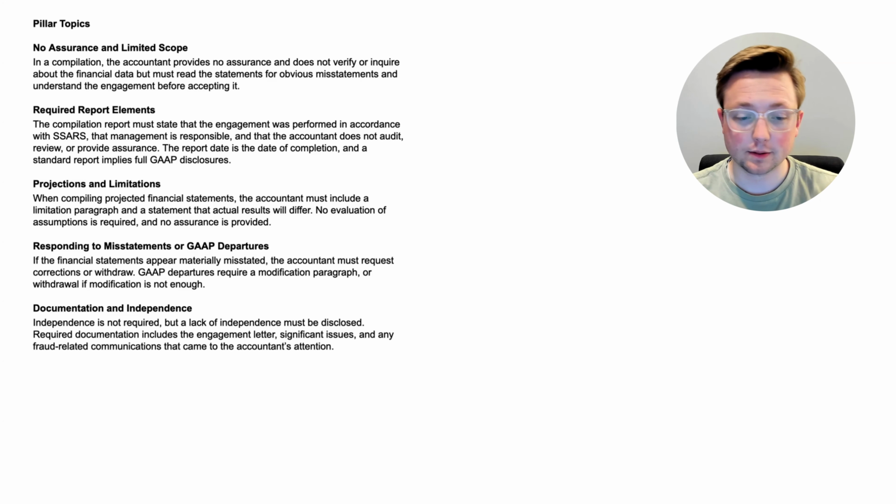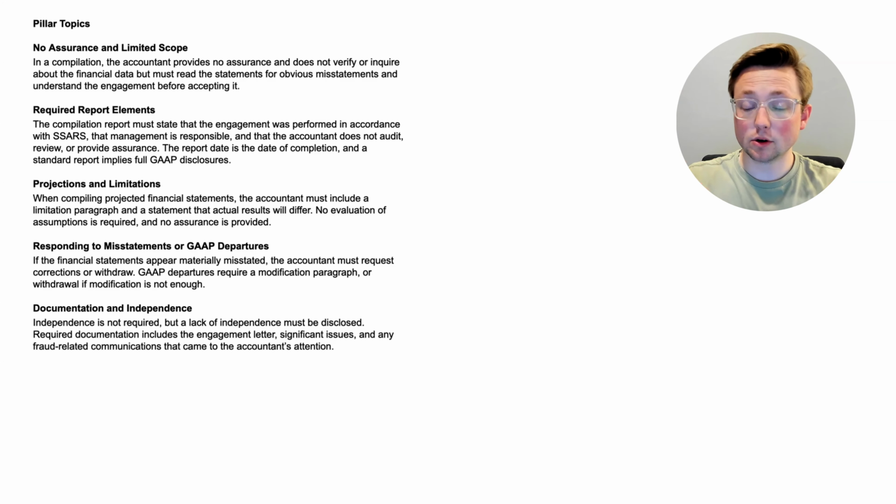And then finally, let's talk about the final thing, documentation and independence. Independence is not required, but a lack of independence must be disclosed. Required documentation includes the engagement letter, significant issues, and any fraud-related communications that came to the accountant's attention. So these are all the things that we learned throughout this video. Those are the pillar topics.